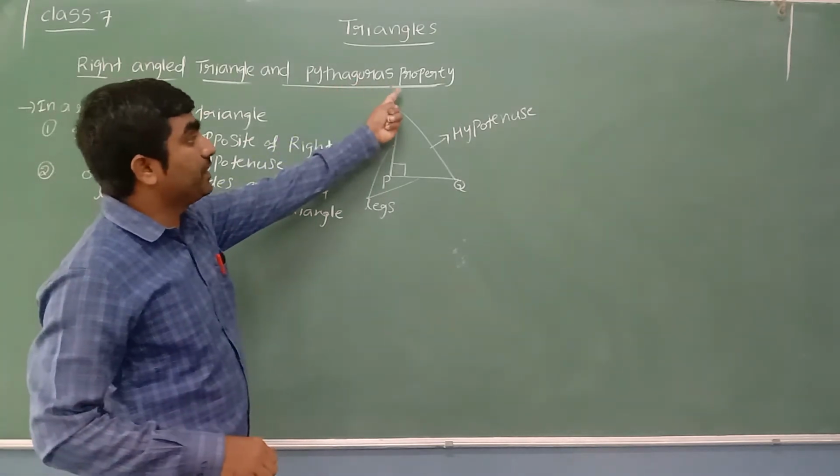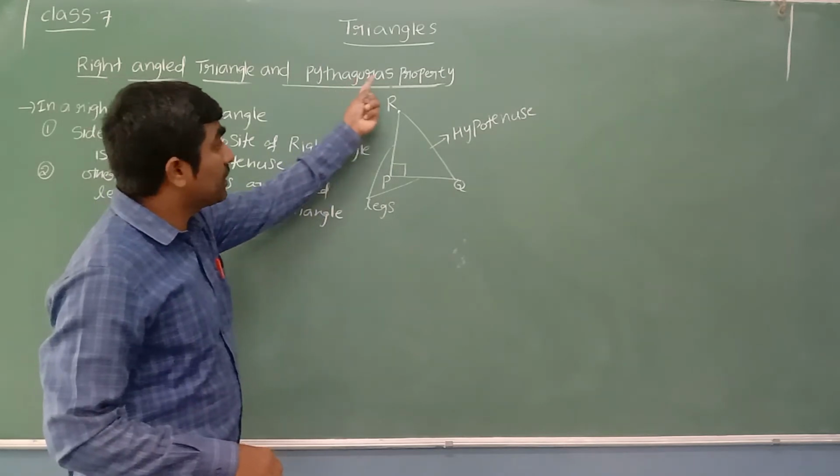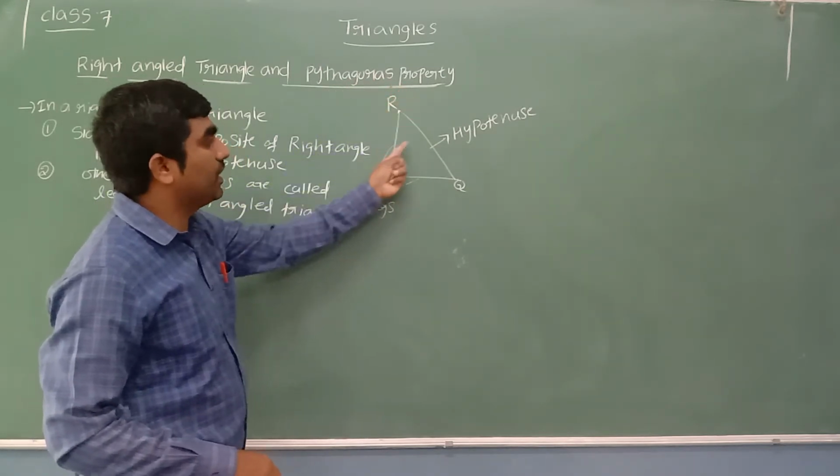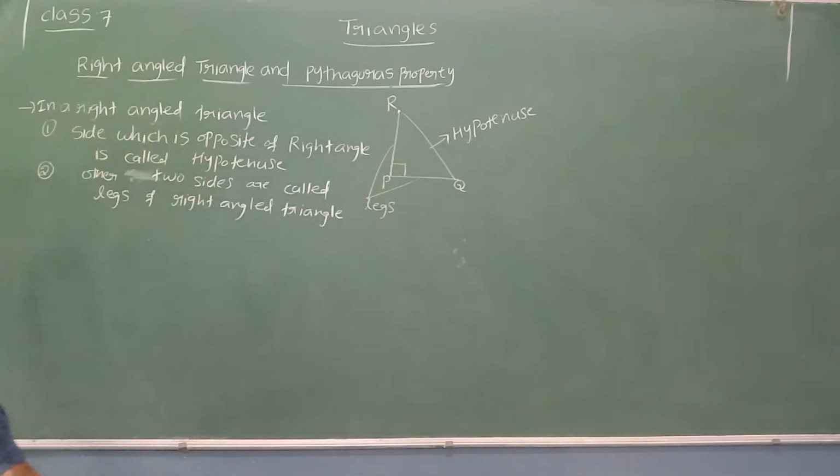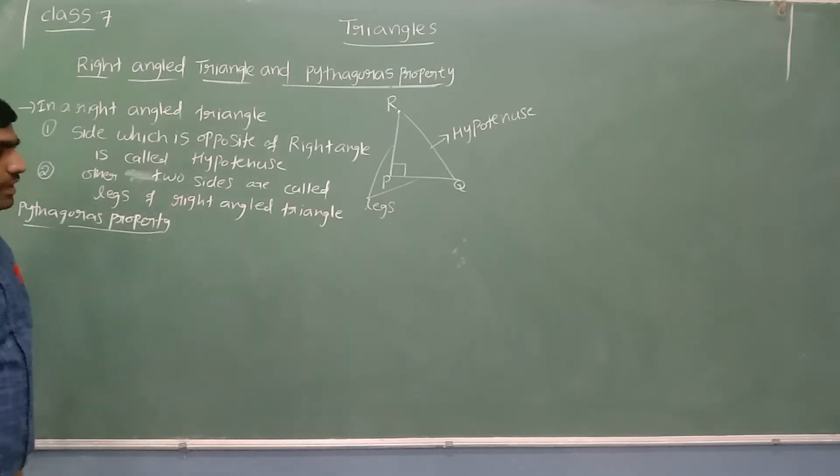Now let's see the special property. I said we have the Pythagoras property. This Pythagoras property is known only for the right angled triangle. It is possible to apply it only to a right angled triangle. Let's see what this Pythagoras property is. Let me write it here. What is the Pythagoras property?